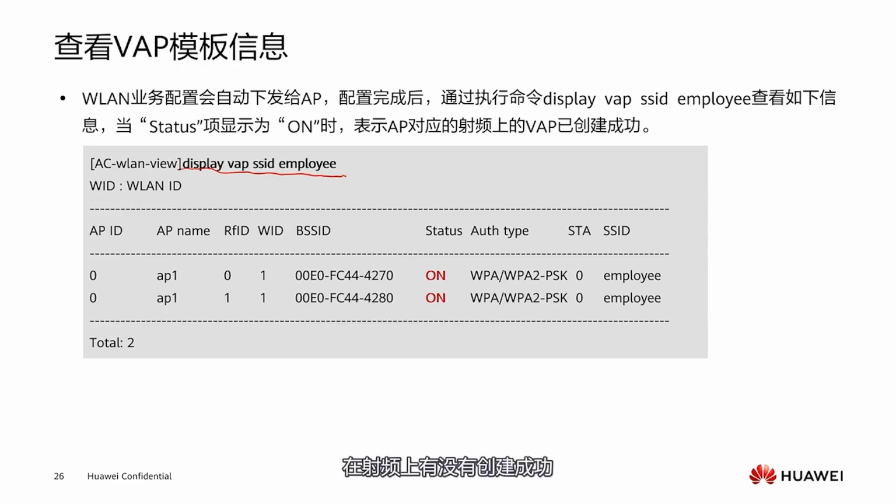Then we can use this command display VAP SSID employee to check our VAP's creation on the frequency. If created successfully, through this data feedback, we can see on AP1 there are 2 frequencies. Then, using the SSID is employee, which means on the corresponding frequencies of the AP, our VAP has been created successfully. This is our command line configuration process.